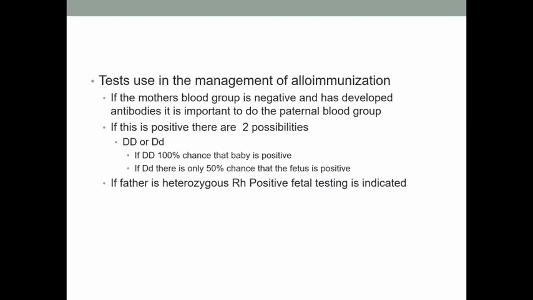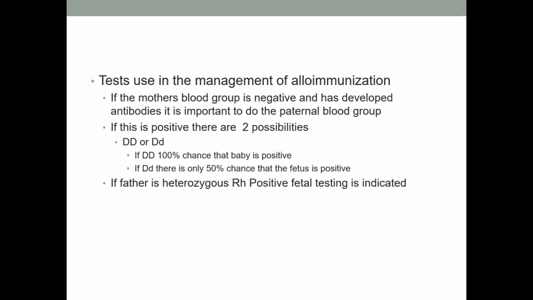So if there's alloimmunization, what are we going to do? If the mother's blood group is negative and has developed antibodies, it is important that the paternal blood group is known, because if we know this mother is sensitized, we know this mother has antibodies against Rh positive red blood cells. So then what we do is we check the father's blood group. If the father's blood group is positive, then he has two possibilities. He has DD or Dd.